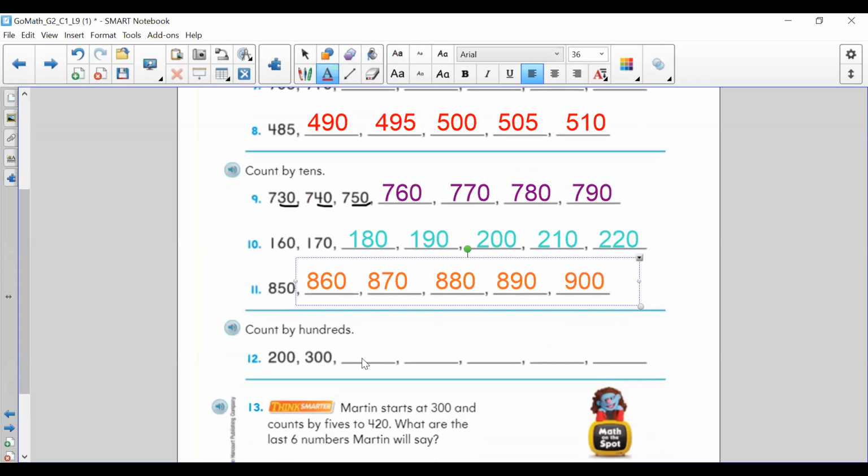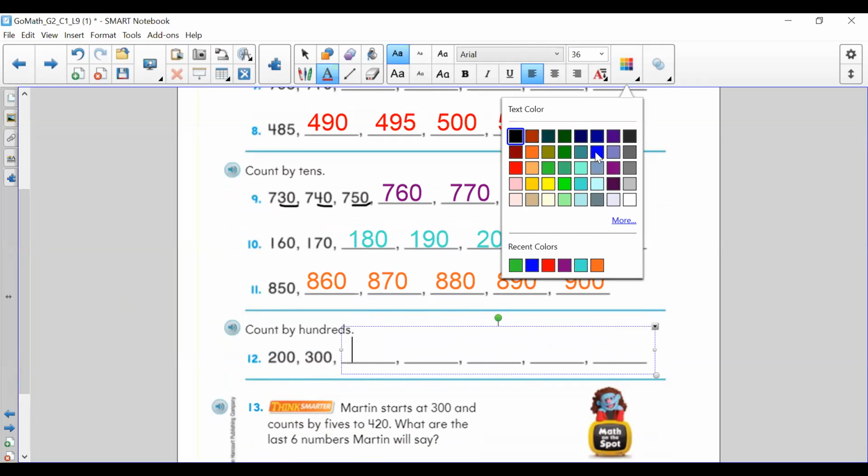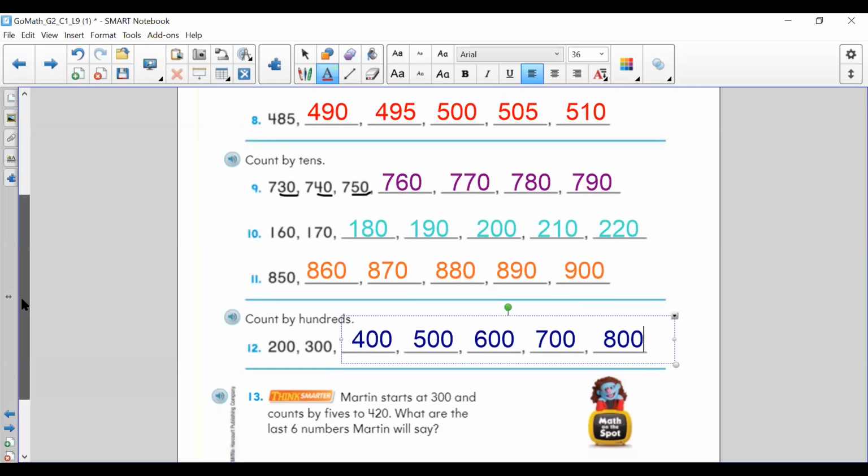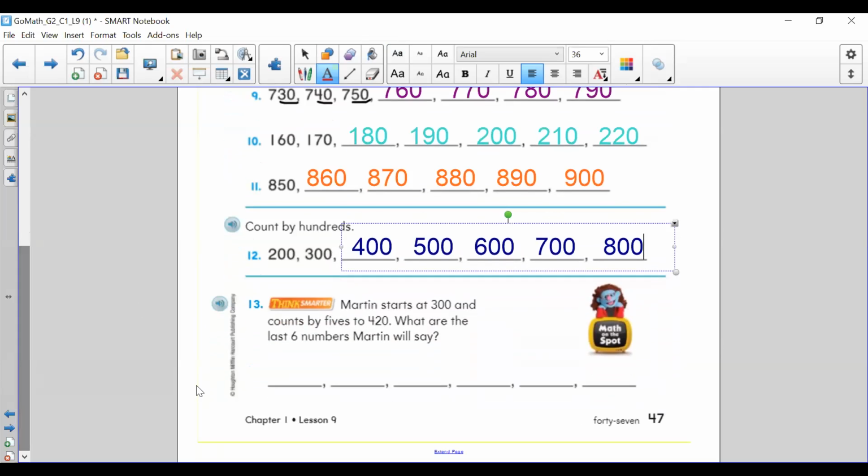And then our last pattern is counting by hundreds. Okay, so hundreds, actually when we just started at a low 100, like 200, this one might be kind of easy. So let's try this one. 200, 300, 400, 500, 600, 700, 800. So those are the hundreds. It's nice to get up into the hundreds. We're in second grade, so we'll be talking a lot about hundreds, tens and ones.